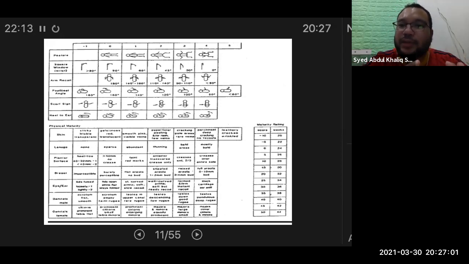But in premature babies, the minora is big, and so on so forth. So you can score it, give a number, look at the score, and it will give you the gestational age.